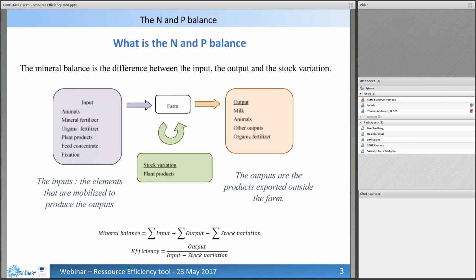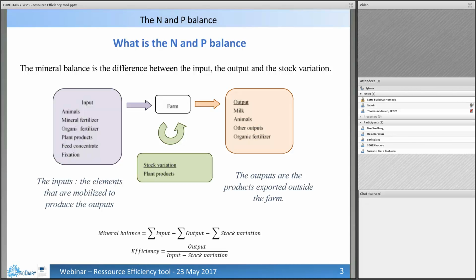You can find the different inputs considered in the tool and in the nitrogen and phosphorus balance approach. So the inputs on the farm are the animals, the mineral fertilizers, the organic fertilizers, the plant products, the feed concentrates, the symbiotic fixation. You have the outputs, the milk produced on the farm, the animals sold from the farm, and other outputs from the farms like organic fertilizer.